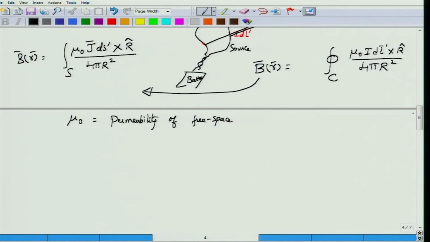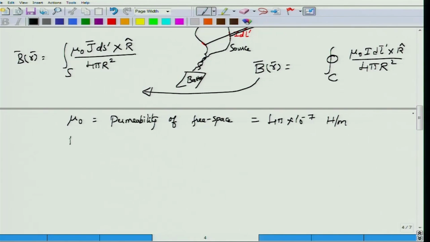So, just like we had permittivity of free space denoted by epsilon 0, which is approximately 9 into 10 to the power minus 12 farad per meter, we have permeability of free space which is by definition 4 pi into 10 to the power minus 7 Henry per meter. Again, you would suspect that just like epsilon 0 was related to the capacitance, mu 0 would be related to the inductance, and you will be right. So, inductance is measured in henries and this mu 0 is measured in Henry per meter.